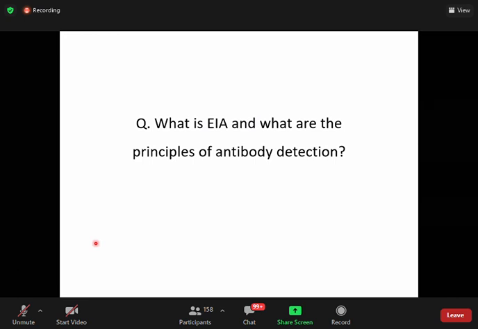Darwin, would you want to cover this? So this is a case of amoebic liver abscess.